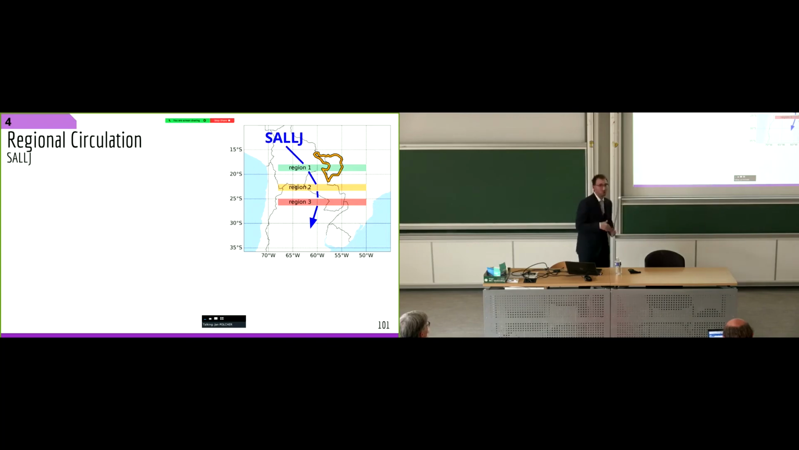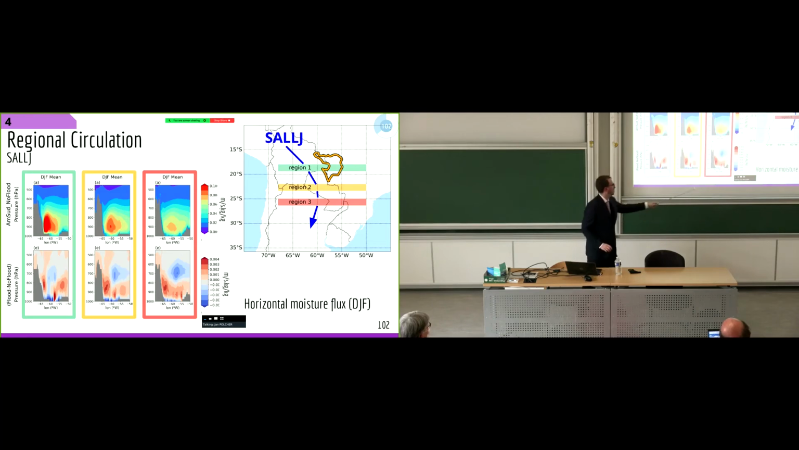Also looking at the regional circulation, and in particular at the South American low-level jet, here I define three longitudinal regions to observe a vertical cut of the atmosphere, a vertical cut of the horizontal moisture flux. Here you can see the different regions represented, with the correspondence of color. What you can see here is that we have high horizontal moisture flux. This is the low-level jet carrying moisture to the south. And here you can see the difference between abs flood and abs no flood.